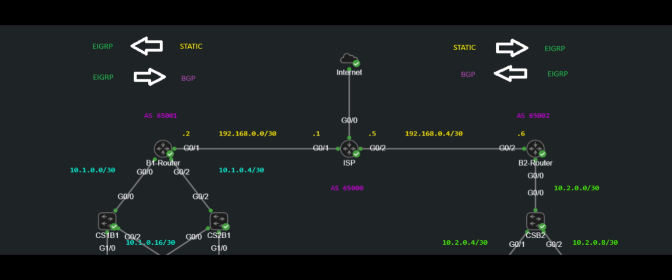Now let's take a look at redistributing our static route from the previous video into EIGRP. Then we'll create route maps to control which EIGRP routes get redistributed, ensuring that our ISP does not learn any of our internal LAN prefixes.